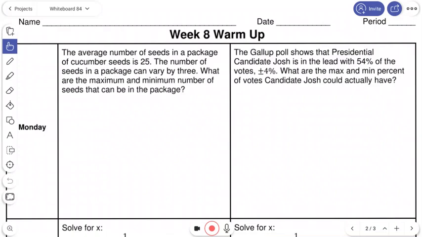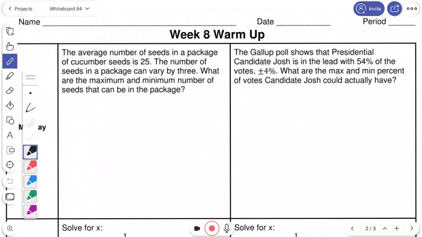So your warm-up for today is: the average number of seeds in a package of cucumber seeds is 25. The number of seeds in a package can vary by 3. That means they can change by 3. What are the maximum and minimum number of seeds that can be in the package? Well, we're supposed to have 25. If it can vary by 3, that means I can have 3 more than 25 or 3 less than 25. 3 more than 25 would give us 28. And if I had 3 less than 25, that would give us 22.